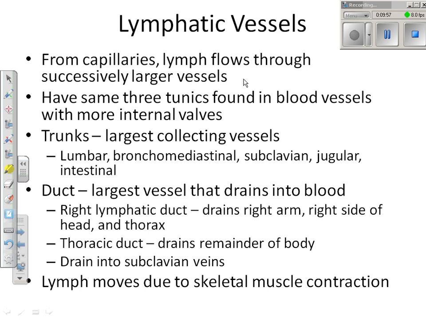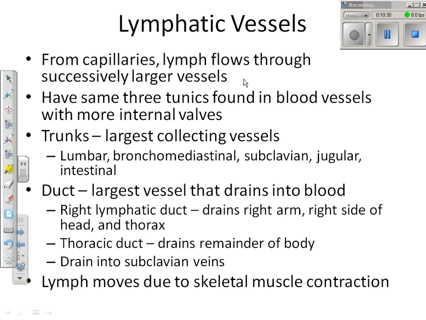It will then pick up more lymph from the blood vessels coming off, and it will actually go into those lymph vessels. You have these trunks, these larger collecting vessels in the lumbar region, the bronchomediastinal region, the subclavian region, the jugular, and the intestinal region. So there's trunks that we can actually denote where the lymphatic vessels all come together and dump into those trunks. And then those trunks actually dump into a much larger vessel called a duct.